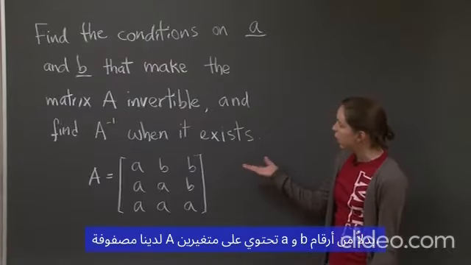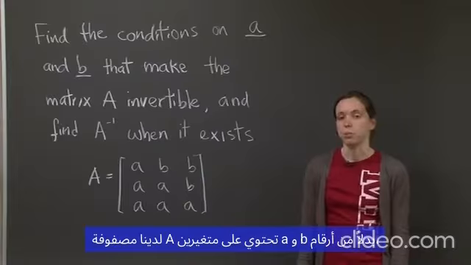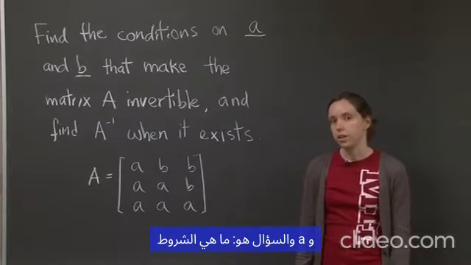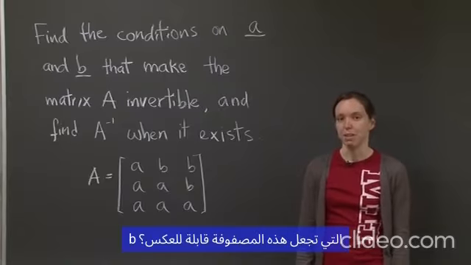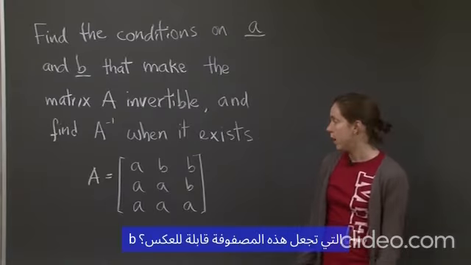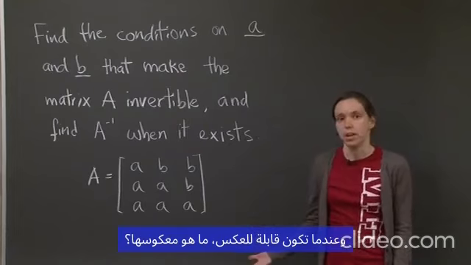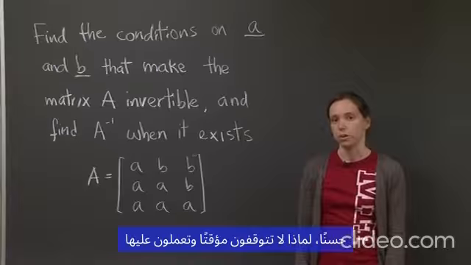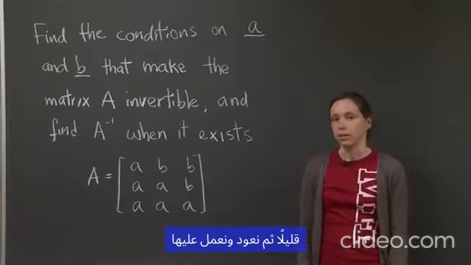We have a matrix A that has variables a and b instead of numbers, and the question is, what are the conditions on a and b that make that matrix invertible? And when it is invertible, what is A inverse? Why don't you hit pause and work on it for a little while, and then we'll come back and work on it together.